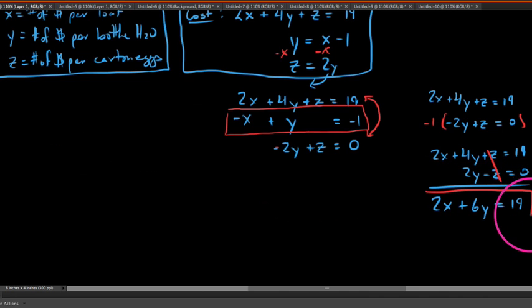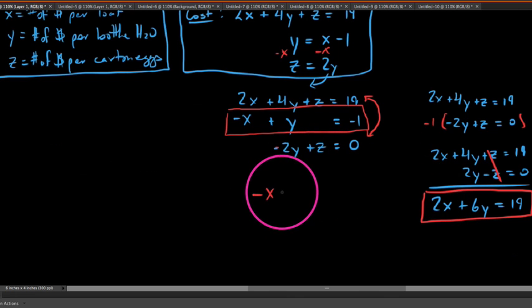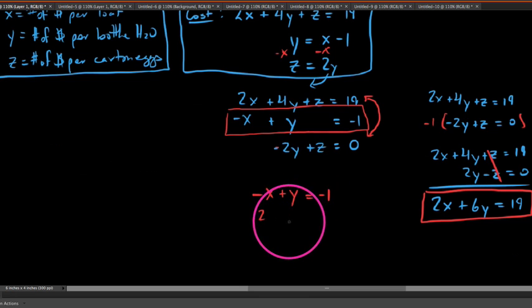I'll put a box around this as well. The cool part about this is that from our original system that we've rearranged, we now have two equations and two variables. Then we could set up a new system with just our two variable equations, which are negative x plus y is negative 1, and 2x plus 6y comes out to be 19.